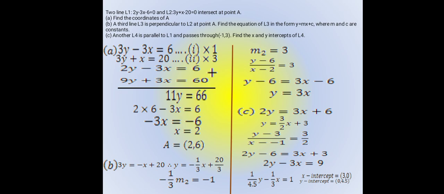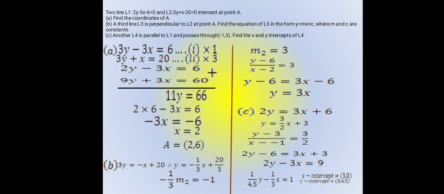Now, we have been told, part C, that there's another line L4 that is parallel to L1 and passes through point (-1, 3). We know that parallel lines must have the same gradient, so we already know the gradient of L4, which is 3/2.